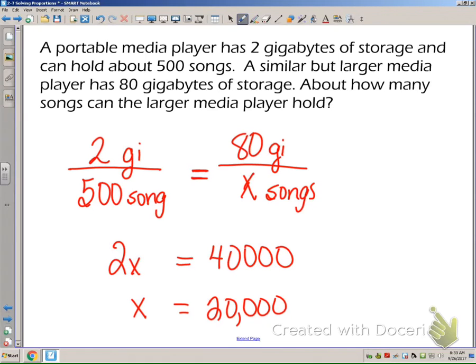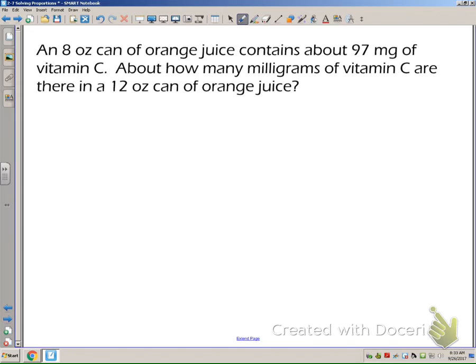So a larger media player that has 80 gigabytes would hold 20,000 songs. Okay, go ahead and pause the video and see if you can try this one. The orange juice problem. I'll read it to you. It says an 8-ounce can of orange juice contains about 97 milligrams of vitamin C. About how many milligrams of vitamin C are there in a 12-ounce can of orange juice?